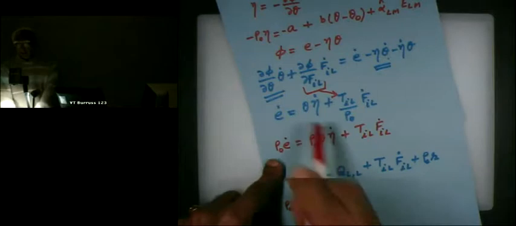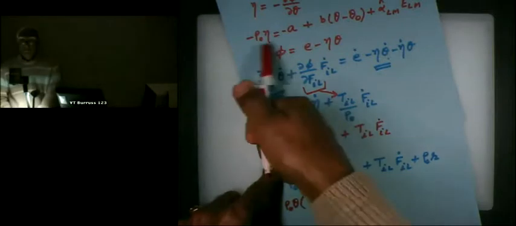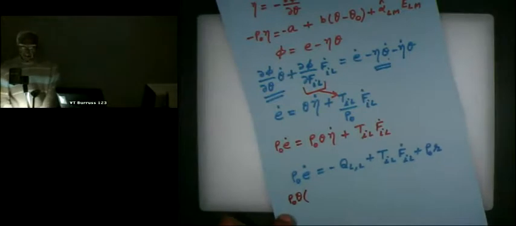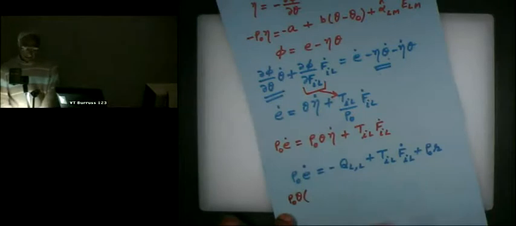So what do we get? So I have rho 0 theta eta dot right here, and actually I have for rho 0 eta dot, rho 0 eta. So let me scratch this.